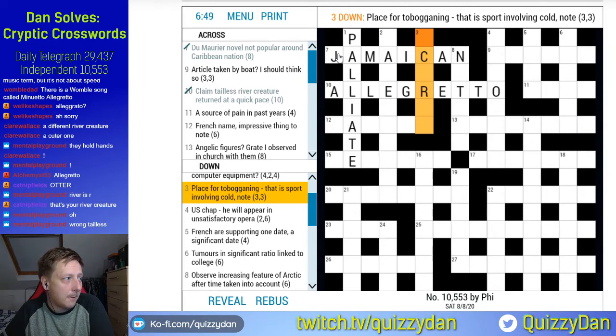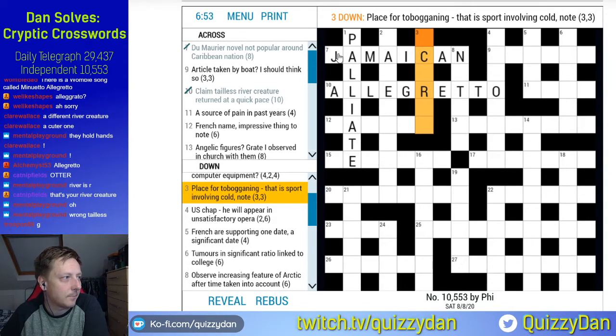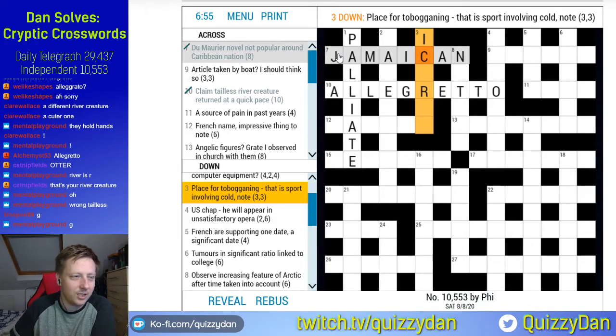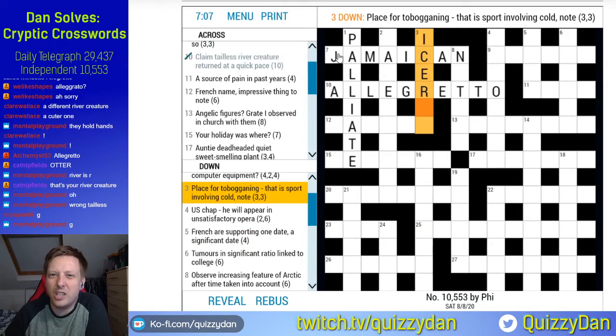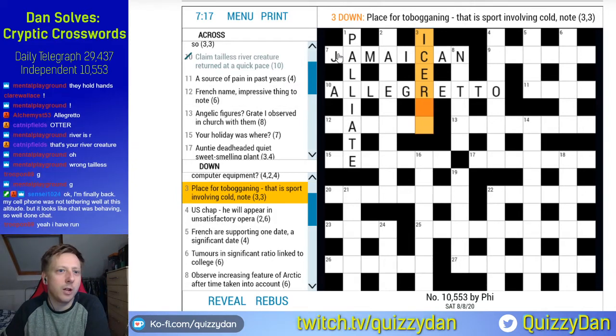Okay. Place for tobogganing. That's got to be the definition here, hasn't it? Because that is... You're getting it, and I've only got half of it. That is id est in Latin, i.e. It's about cold. So I need a note here. What is this? Is it going to be an ice run? Is that what it is? Ice run? A place for tobogganing. Ice rink. Ice run? It's all I can think of is ice run. Why would run be note?